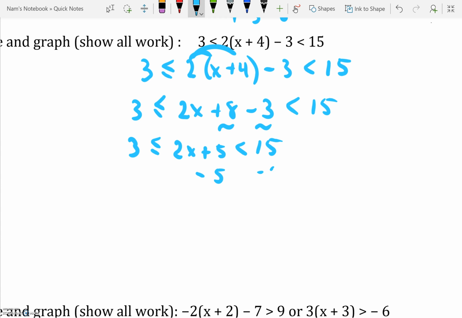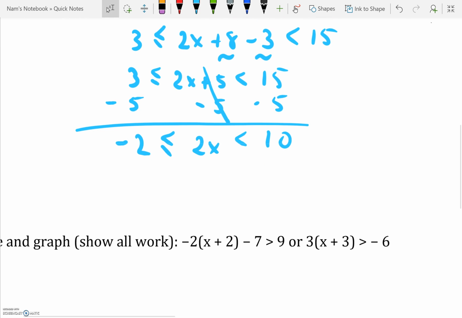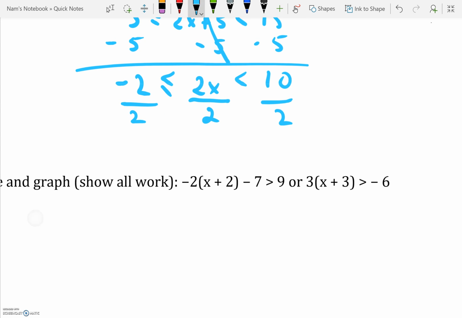Subtract 5 from all sides. So that becomes, let me rewrite that. That does not get zeroed out there. That becomes 10. That zeroes out. I drop the 2x and I just drop the symbols. And 3 take away negative 5 is negative 2. Now I'm going to divide every side by 2, and I get negative 1 is less than or equal to x, which is less than 5.